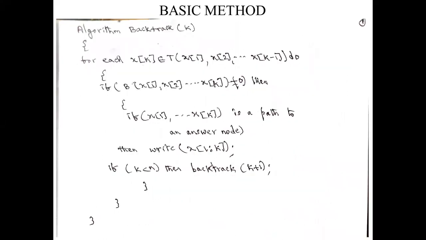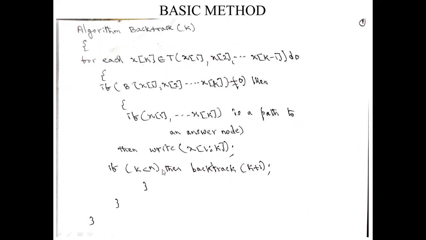Now see the procedure. Suppose you are at the kth element selection, or kth solution construction. Up to this moment, we applied x of 1 to x of k minus 1. Suppose this kth solution also belongs to the previously applied trial related solutions. And here, this is the bounding function. If B of x of 1 to x of k is not equal to 0, meaning the bounding function is true, then we need to verify whether x of 1 to x of k is leading to an answer node. If it is, then we immediately say that this is the answer, and display x of 1 to x of k as the answer.